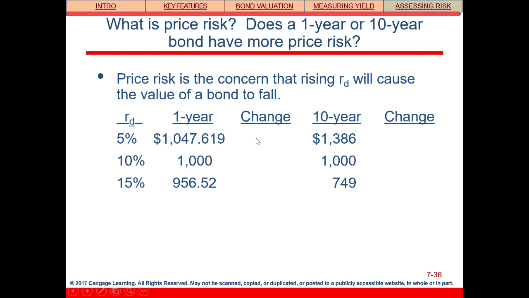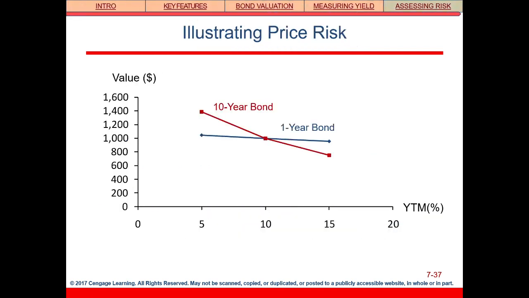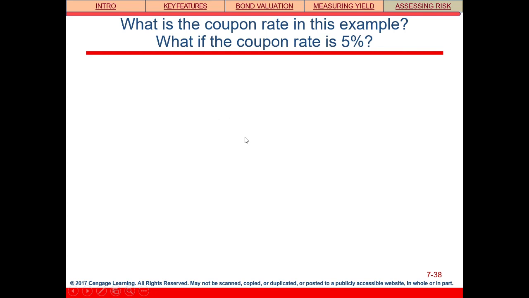The first one is the maturity. We say the longer the maturity of the bond, the higher the price risk of the bond. So long maturity bonds tend to have higher price risk. The second factor is the coupon interest rate.